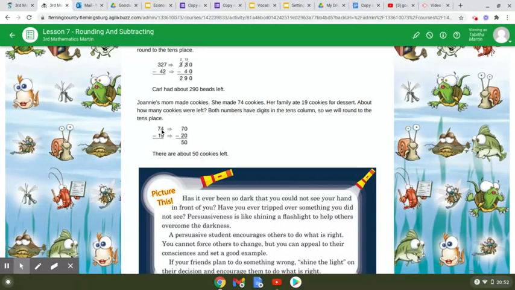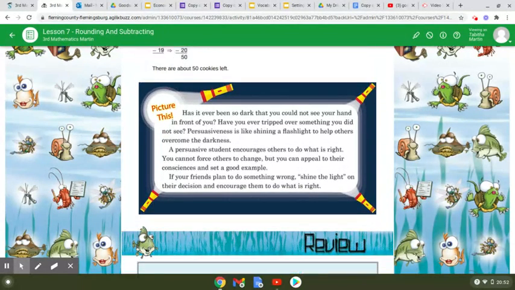So let's look here. 74 rounded to the nearest 10, so that 7 is going to stay a 7, right? Because that 4 tells it to stay the same. Then that 19 here, that 1, the 9 behind the 1 tells this 1 to go to a 2, right? And then 70 minus 20 is 50. So that means that they have about 50 cookies left to eat for later.